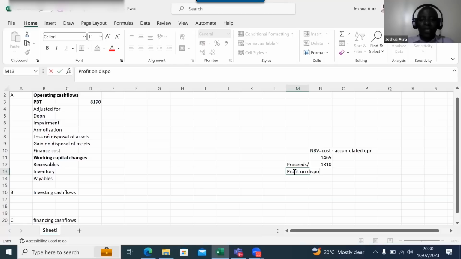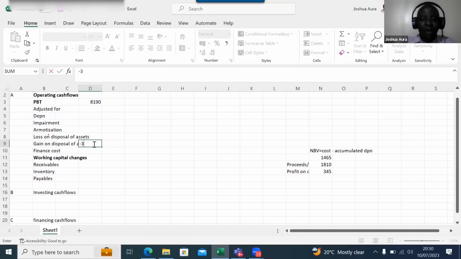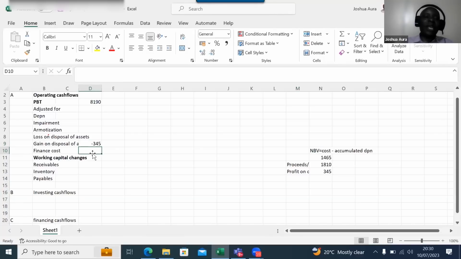We have a profit on disposal. So the profit on disposal here will be equal to the revenue we generated minus the NBV, which here gives me somewhat 345. So where you have the gain on disposal of assets, you will come and write here minus 345. Ladies and gentlemen, this is a gain.